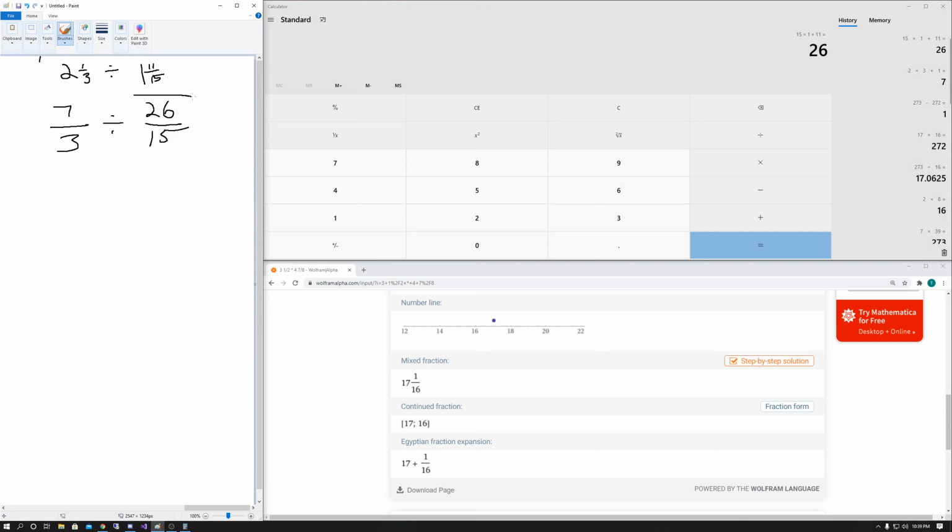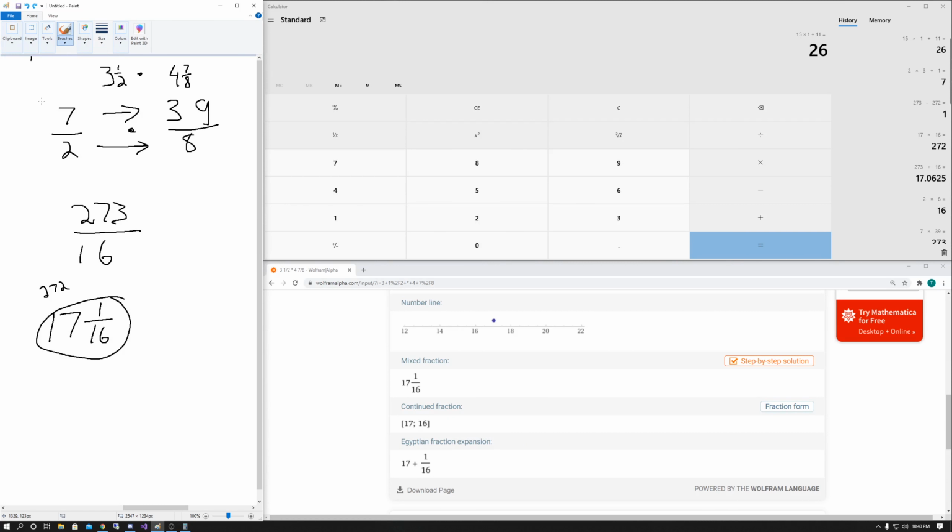Now what you want to do is you're going to flip this guy. You're going to invert it. You're going to flip, invert, whatever you want to call it. Basically, you're going to swap these two numbers. So you're going to bring this one down. So it'll be 7 over 3. And you're actually going to change this division sign into a multiplication sign. Right? 15 over 26. Now you can see we actually have a multiplication problem now. So we just turned the division problem into a multiplication problem.